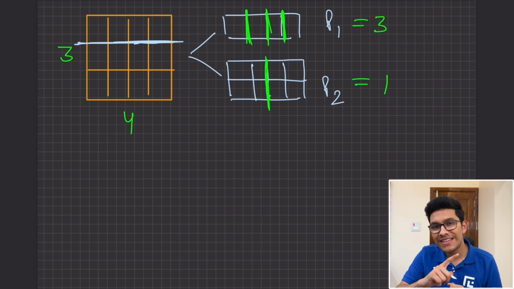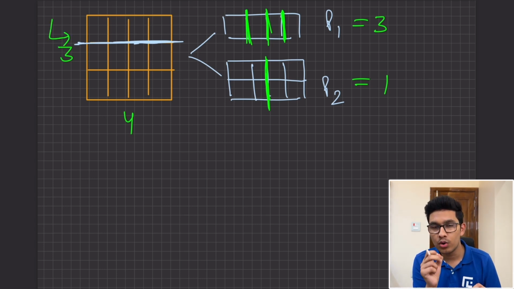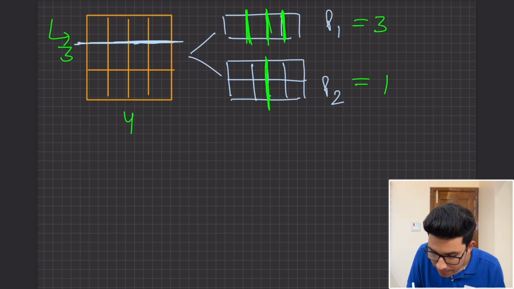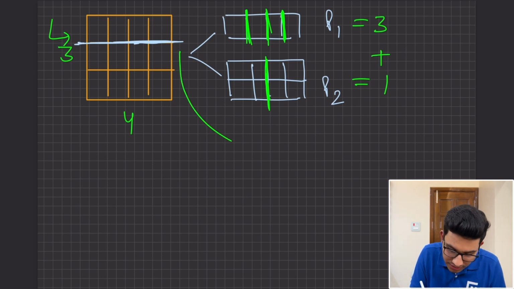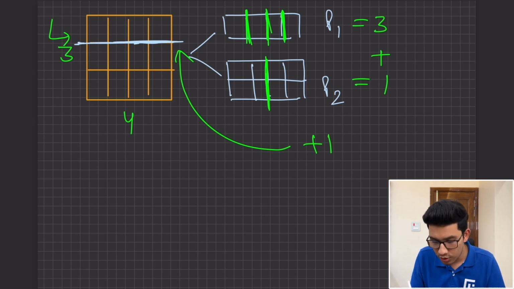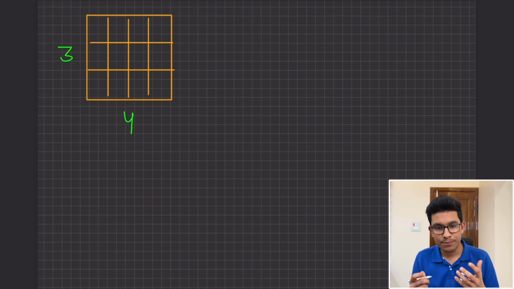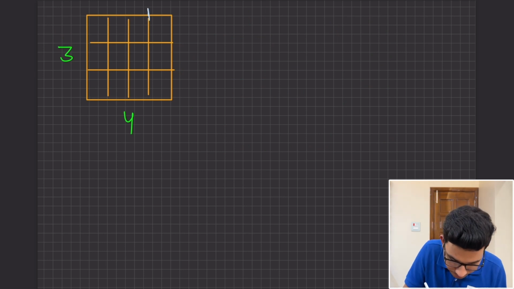If you would have gone with this route of making a first cut here, how many total cuts are you having to do? You're having to do 3 cuts here, plus 1 cut here, and plus 1 cut here, because you will essentially split this rectangle into 2 rectangles, right? So how many cuts are you making here? You're making 5 cuts. Yes, this is one of the ways of making a cut. Let's try out one more way. Let's suppose now you make the very first cut as this one.